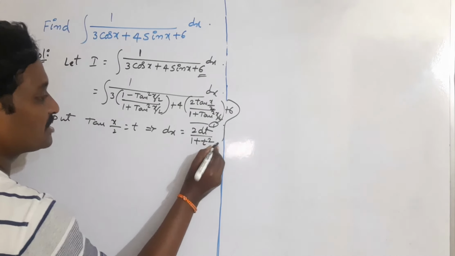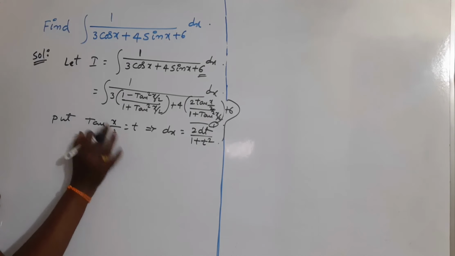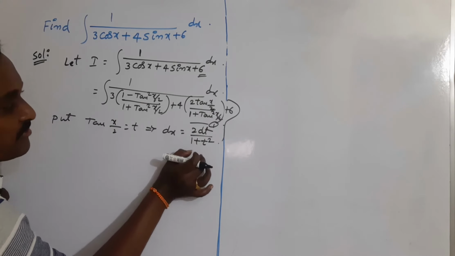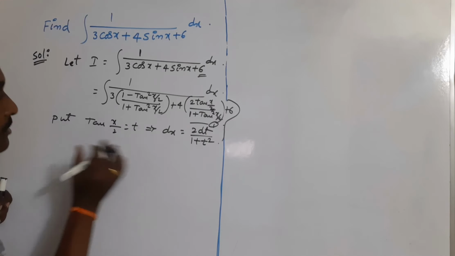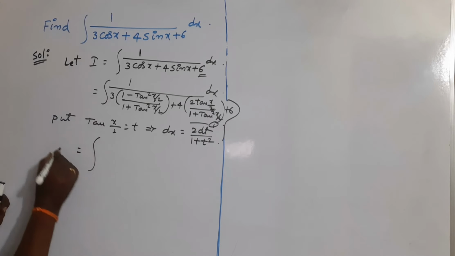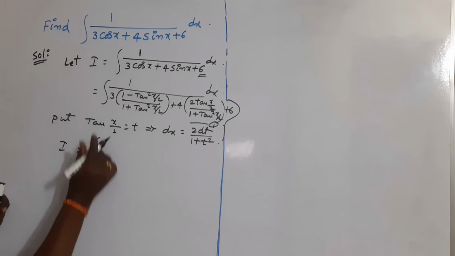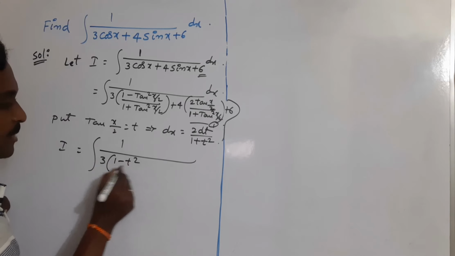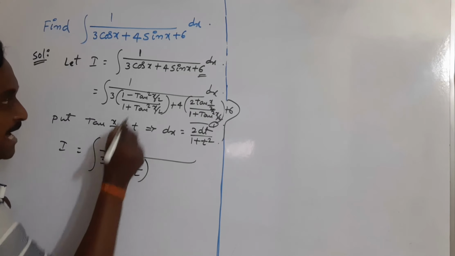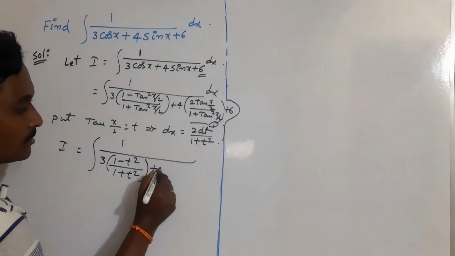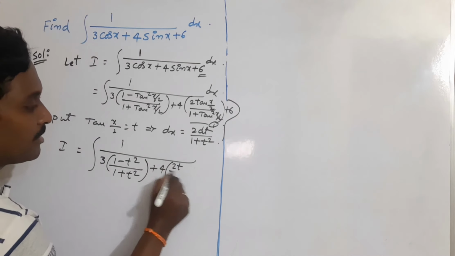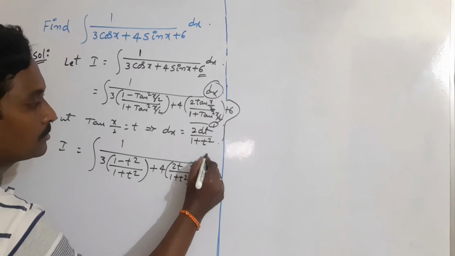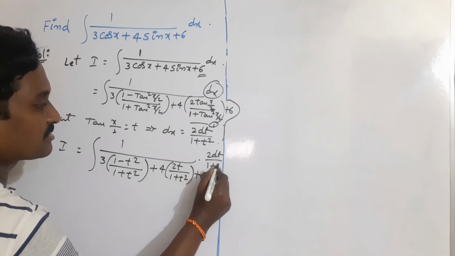Please remember this one as a formula. Whenever we are replacing tan x by 2 with t, you should remember the dx value is 2 dt by 1 plus t square. It is not necessary to prove this value here. So with these steps, the above integration becomes 3 times (1 minus t square) by (1 plus t square), whenever we have tan, replace it by t, plus 4 into 2t by (1 plus t square), plus 6, into what is the dx value? 2 dt by 1 plus t square.